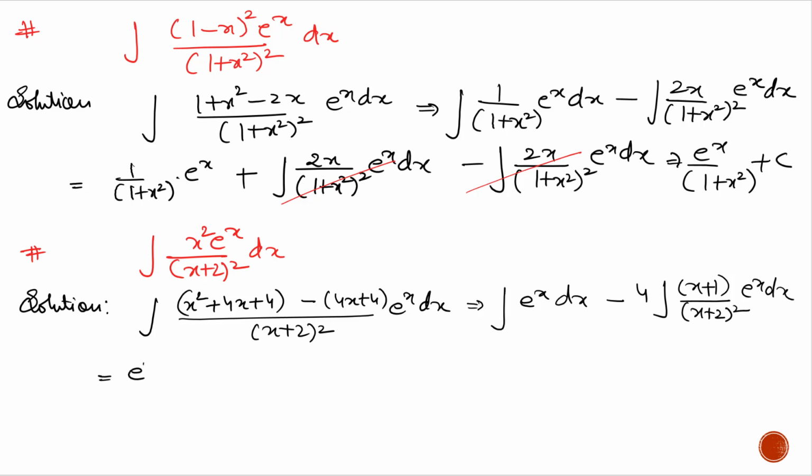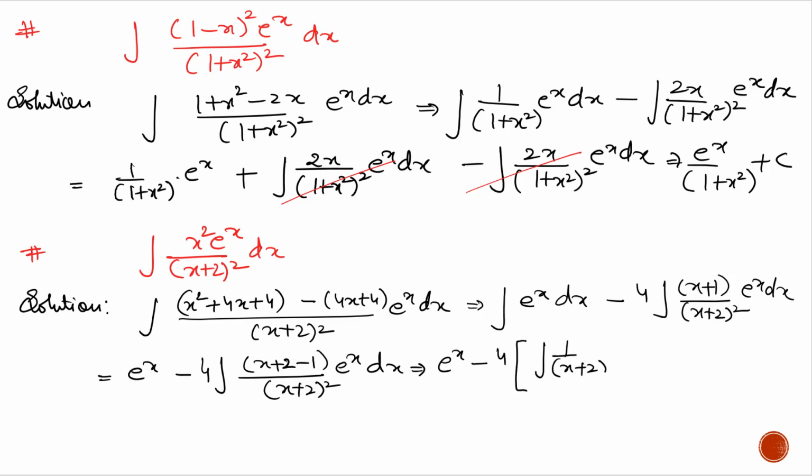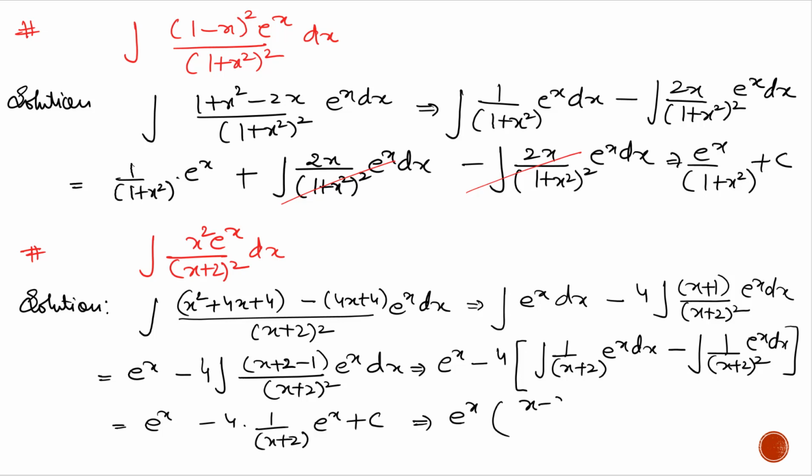Integration of e raised to power x is e raised to power x. In the second part, we will add 1 and subtract 1. And after further simplification, we will get e raised to power x minus 4 times of integration of (1 upon x plus 2 e raised to power x minus 1 divided by (x plus 2) whole square into e raised to power x) dx. The derivative of 1 upon x plus 2 is minus 1 upon (x plus 2) whole square. And we'll get answer e raised to power x minus 4 into e raised to power x divided by x plus 2 plus c, and after further simplification we'll get e raised to power x multiplied by (x minus 2) divided by (x plus 2) plus c.